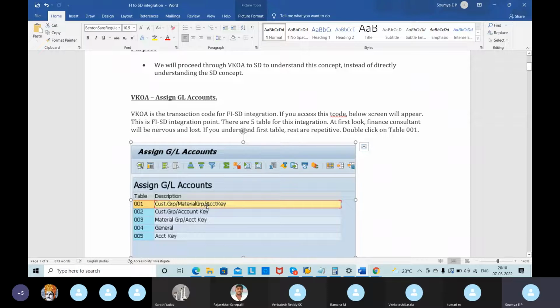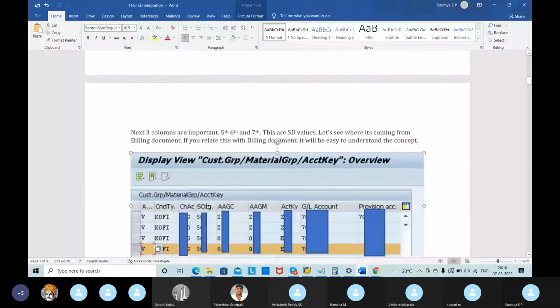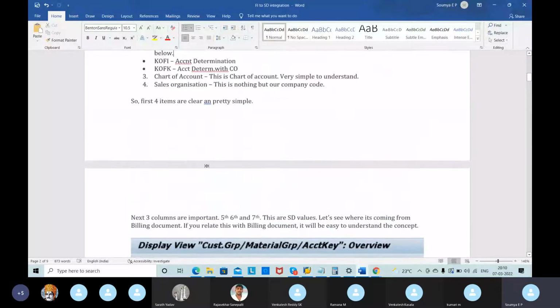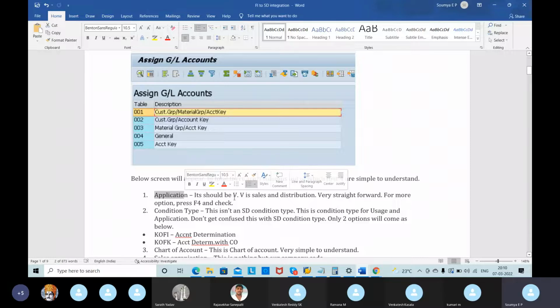group, material group, accounting key. This is the screen which is going to display. Here we have a total of 9 columns, out of which the first 4 are simple to understand. The first one is application. It should be V. V is sales and distribution. Very straightforward. The second one is condition type.